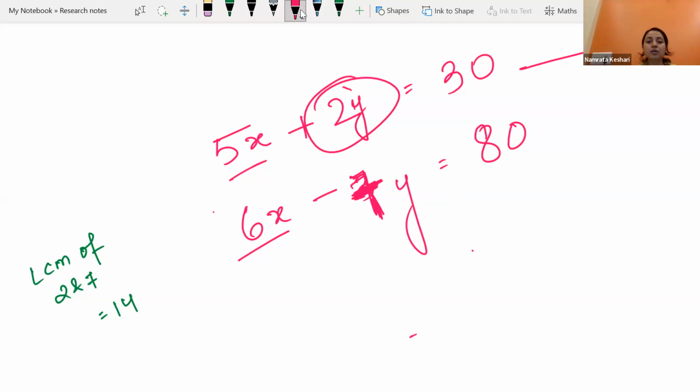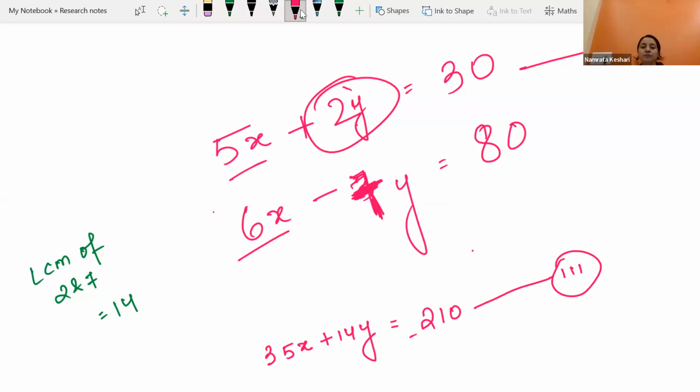In equation number 1, we will multiply 7 on both sides. So 7 times 5 is 35x, 7 times 2 is 14y. On the other side also we will multiply 7 times 30, which is 210. This is the new equation number 3. Now in equation number 2 also, our purpose is clear. We want to make this 7 a 14. What can be multiplied? 2. So we will multiply 2 on both sides of this particular equation. Let's multiply it. 6 times 2 is 12.